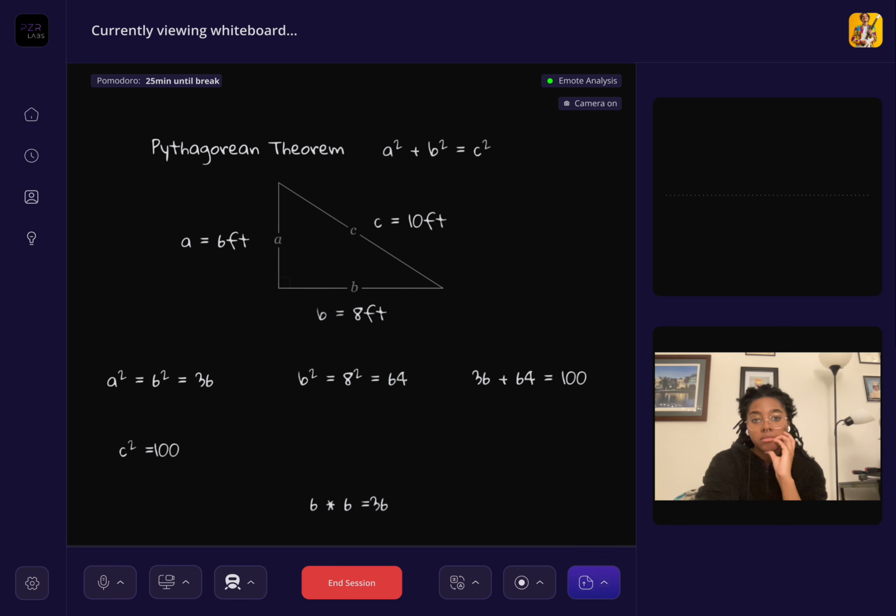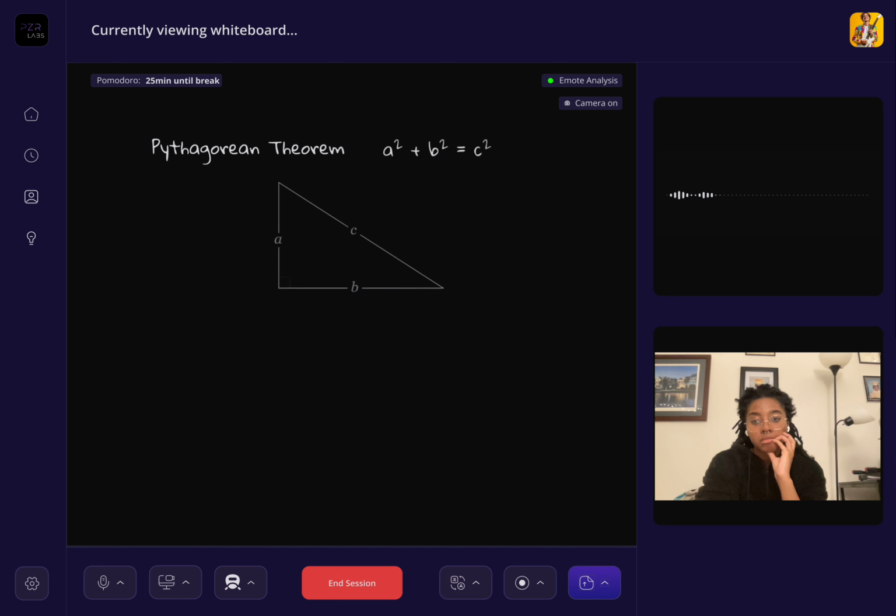Okay. You're doing great. Let's quickly double check this with another example to make sure you've got it. Imagine a triangle where the two shorter sides are 9 feet and 12 feet. Can you use the Pythagorean theorem to find the hypotenuse?